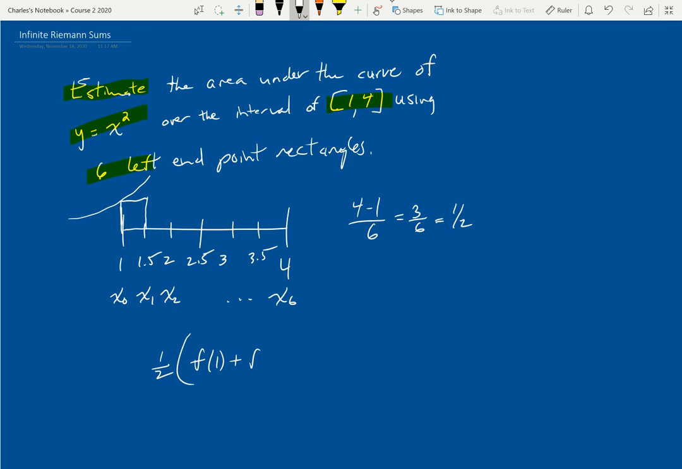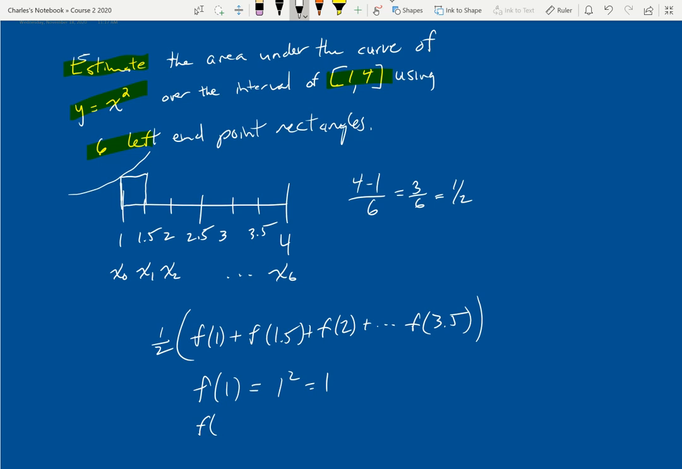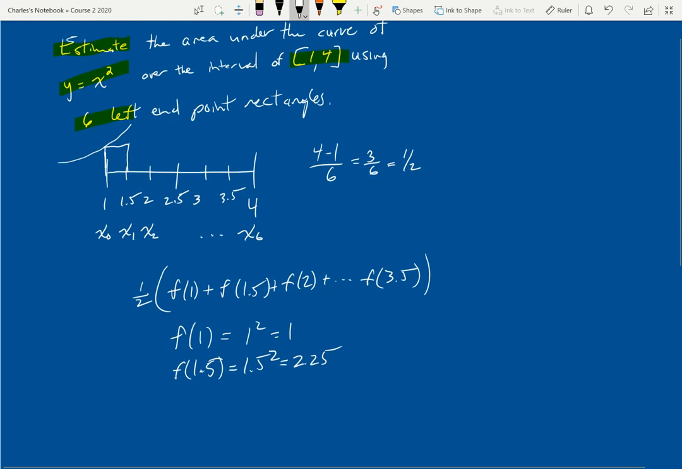Plus, what's the height of the second rectangle going to be? That's f of 1.5. Plus f of 2, all the way up to, what's the last one going to be? That's going to be 3.5. And then you should know that to figure out what f of 1 is, well, f of 1 is just going to be 1 squared, which is 1. F of 1.5 is going to equal 1.5 squared, which is 2.25. And you could go through and do all those calculations.